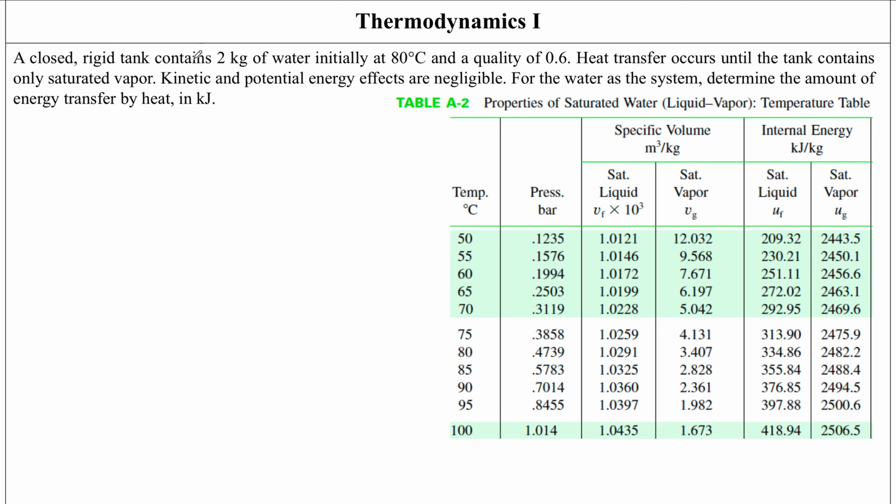You've got a tank, and this tank has water in it. You've got 2 kilograms of water. You've got the initial temperature given to you, which is T1, and you've got the quality, which is X1. Heat transfer takes place until the tank contains only saturated vapor. So this is your state 2, where you've got a saturated vapor. Kinetic and potential energy effects are neglected, and the water is taken as a system.